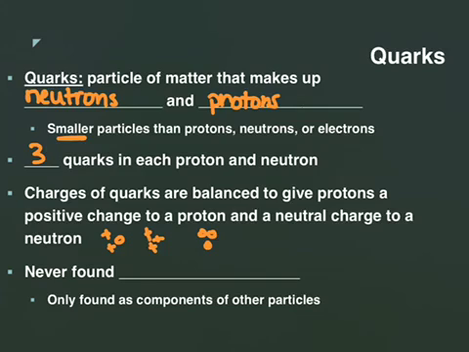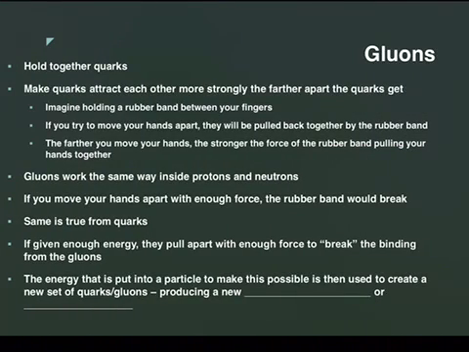Quarks are never found alone. They're always paired up or have 3 of them together, and they're only found as components of other particles. Gluons are things that hold the quarks together. I think that kind of makes sense because of the glue in gluons. They make quarks attract each other more strongly the further apart the quarks get.